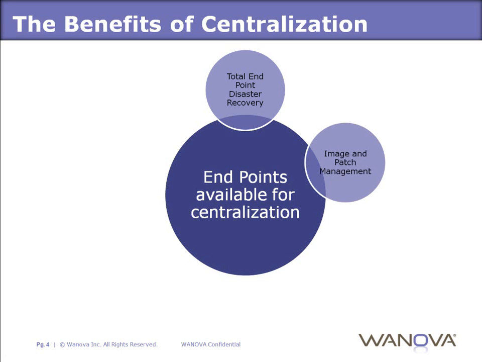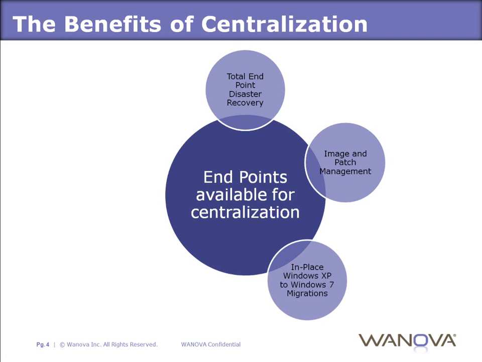Image and patch management. When IT has the ability to distribute operating system images to endpoints, it allows them to fine-tune and manage the patches, updates, and applications that get distributed to their end users. And instead of managing thousands of endpoints one by one, they can now manage one golden image and distribute that to the organization's endpoints.